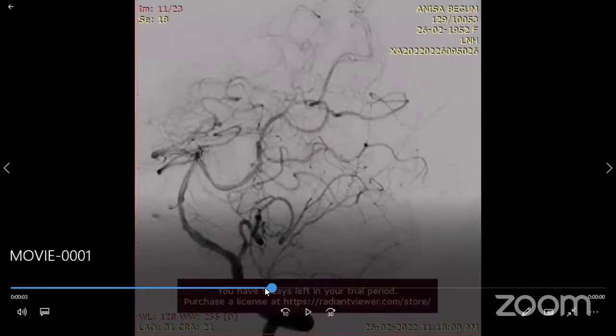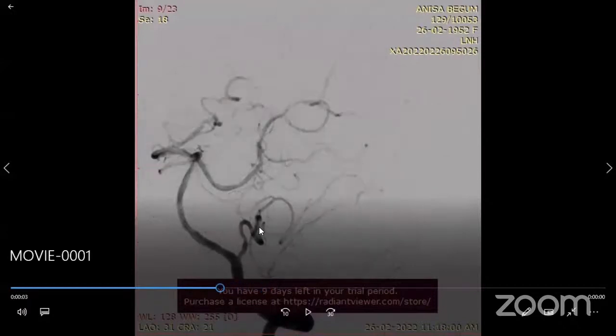So this is an angio, and as we can see the filling from the left vertebral artery, we can see the basilar artery dividing into two posterior cerebral arteries here. We can see the filling of the superior cerebellar artery here and the PICA here. And this is the arterial phase, the PICA here, giving the cortical branches.